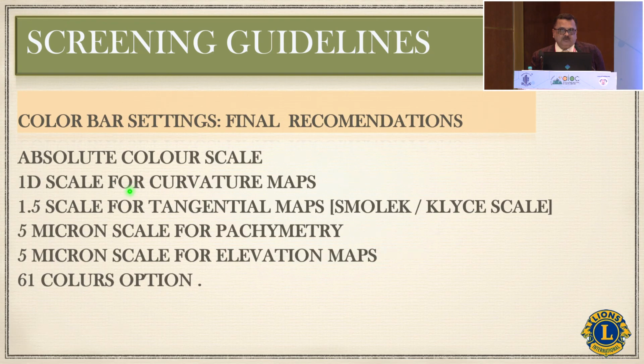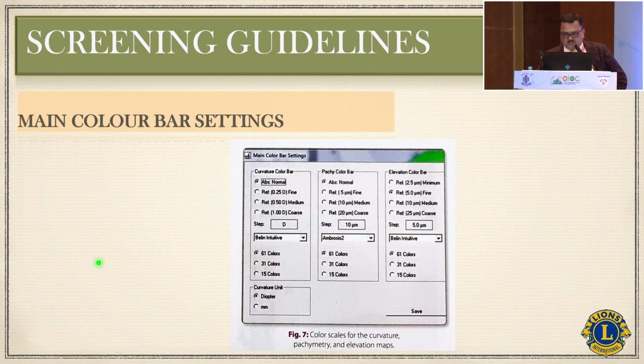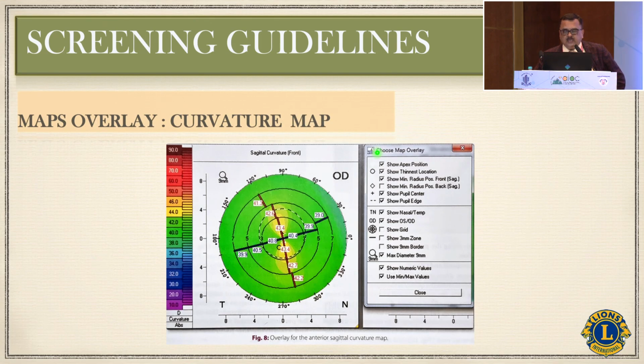The company people come and they talk to the technicians. The doctor never knows. Our scale should be 1D and 1.5D for the curvature maps and tangential maps. And this is important, the color scheme should be Smolek. And 5 micron of the absolute scale should be for the pachymetry, and 5 micron for the elevation maps, and always 61 colors. This is what you will get on the machine. Again, I want to draw your attention to these 5 points. Anybody who's doing the topography, these 5 points: there is one circle, one dot, and one line.